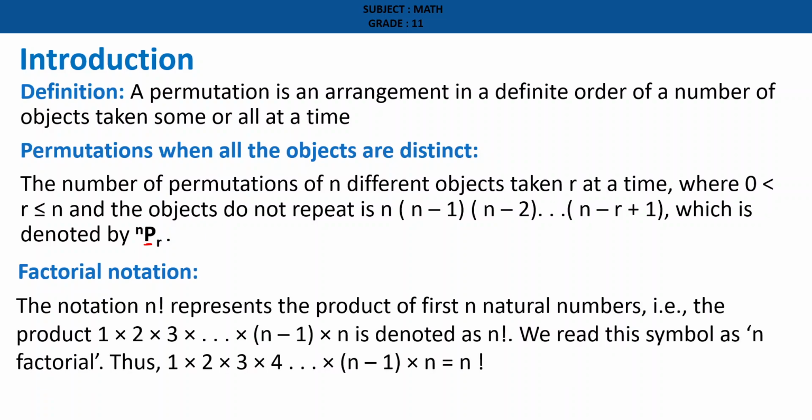Factorial notation. The notation n factorial represents the product of first n natural numbers, that is the product of 1 into 2 into 3 and so on n minus 1 into n is denoted as n factorial. We read this symbol as n factorial. Thus 1 into 2 into 3 into 4 and so on n minus 1 into n is equals to n factorial. Let us solve exercise 6.2.